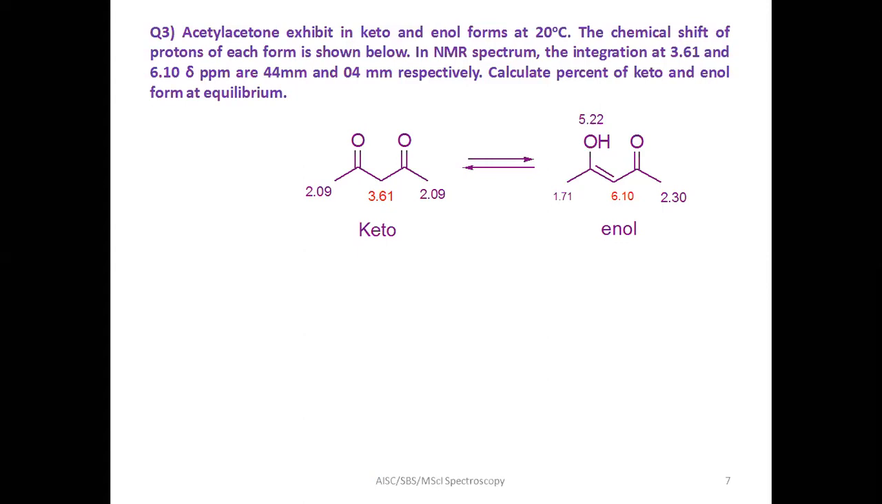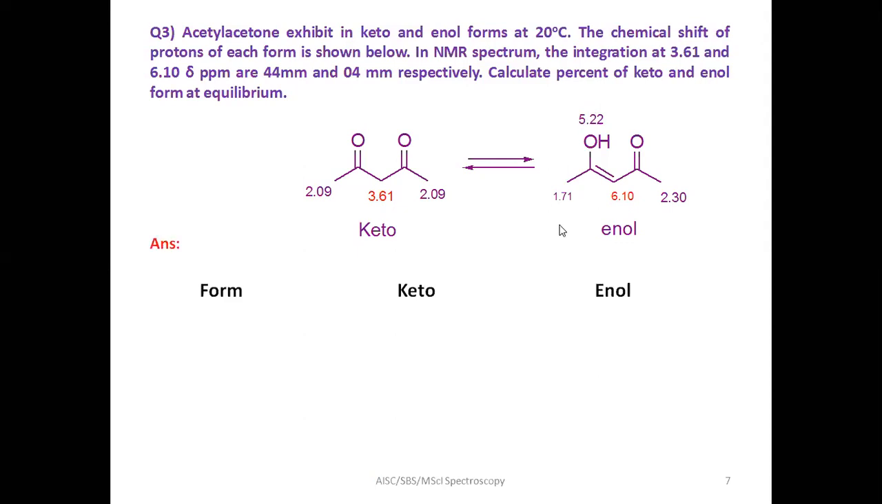And integration at 3.61 is 44 mm, and at 6.10 it is 4 mm. So we are getting the intensity or integration and their number of hydrogen. So we can use them in our formula, and we can calculate their molar ratio, and from the molar ratio we can calculate the percentage. Okay, so let's go.